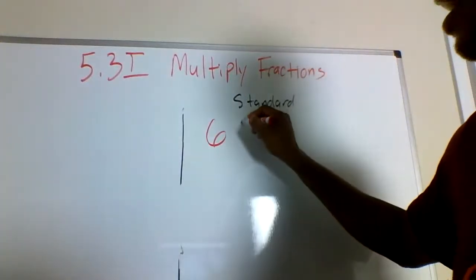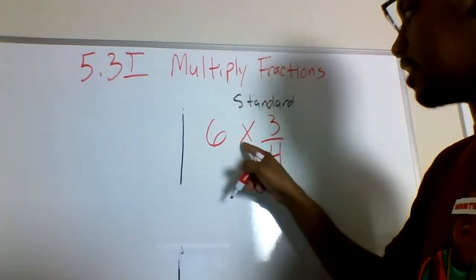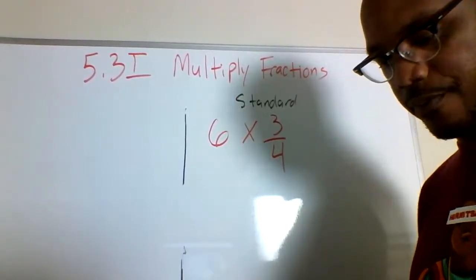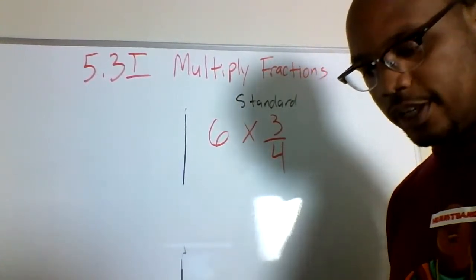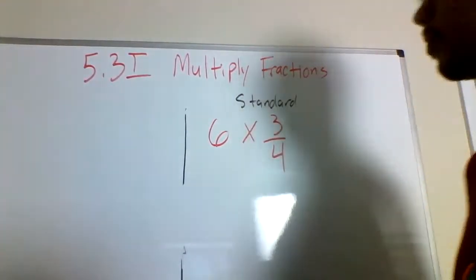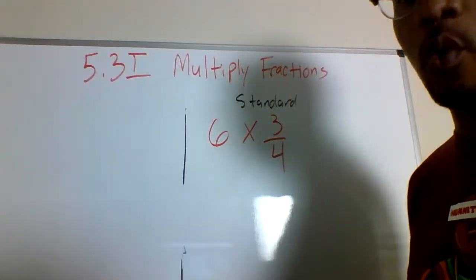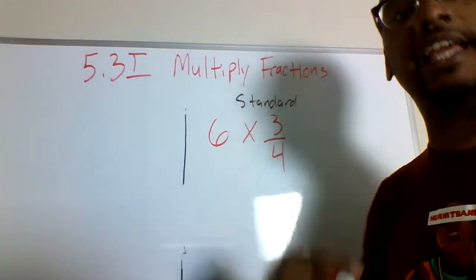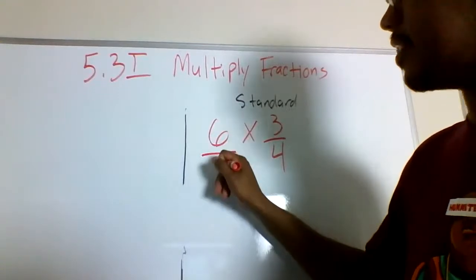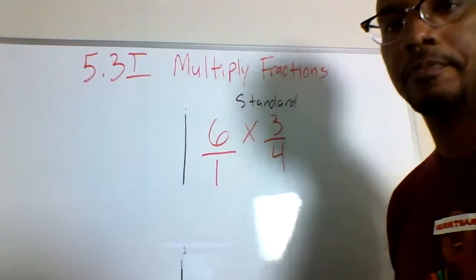So 6 pieces, and each one is 3/4 inches long. That means that's 6 times 3/4. Right? So we're going to do standard first. It says, what is the total amount of wire Samantha needs for the earrings? Well, 6 times 3/4. Step number 1, I'm going to turn this whole number 6 into a fraction. You do that by making this 6 over 1. Again, any number over 1 is a whole number. Okay?